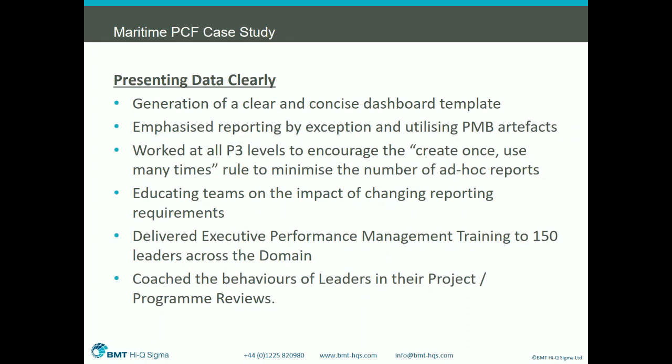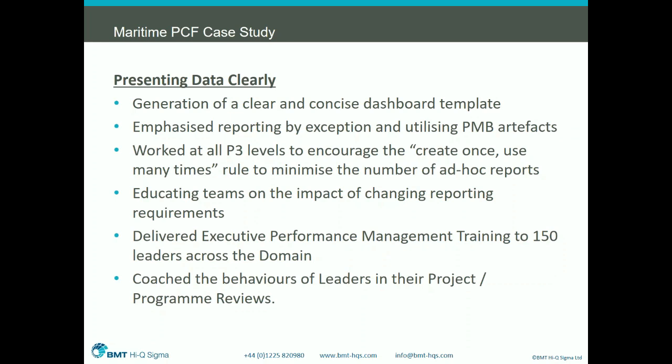Next point is about delivering executive performance management training to 150 leaders across the domain. So making sure that they're aware of what we're trying to implement and putting the emphasis on their own behaviors, to make sure that they understand their part in this process. Generally well received because they're starting to understand what they could get from this information and how they could use it.